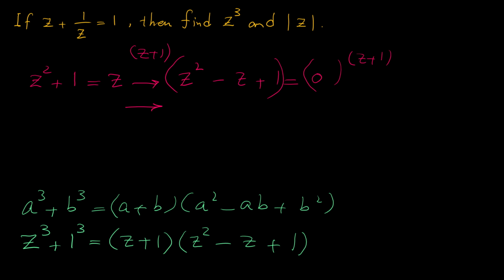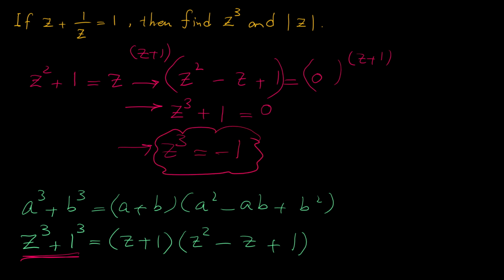When we multiply the left side by z plus 1, based on this identity, z plus 1 times z squared minus z plus 1 is z to the 3 plus 1. 0 times z plus 1 in the right side would be 0. So from here z to the 3 equals -1, and this is the answer that we were looking for. Find z to the 3: z to the 3 is -1.